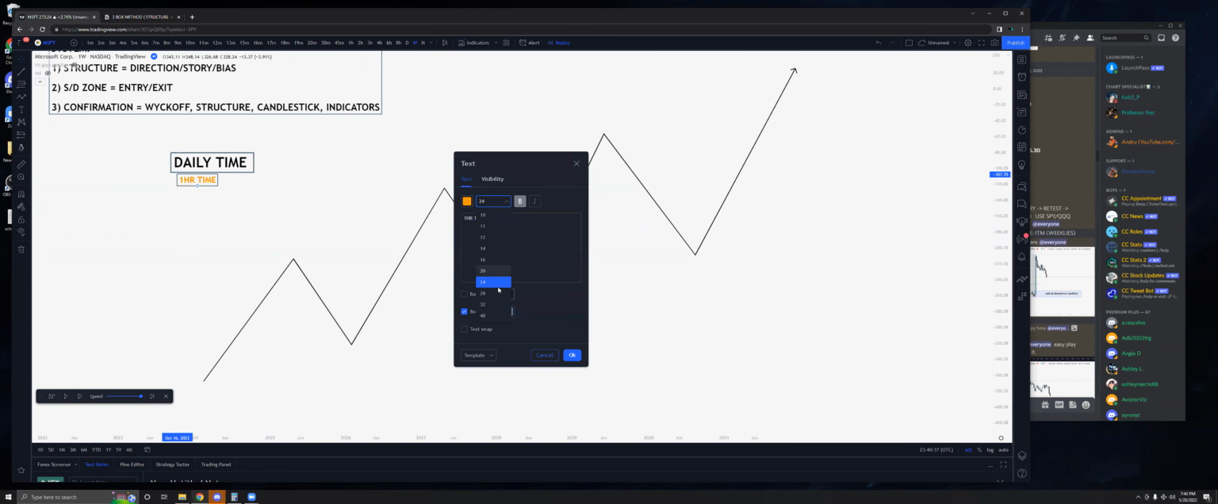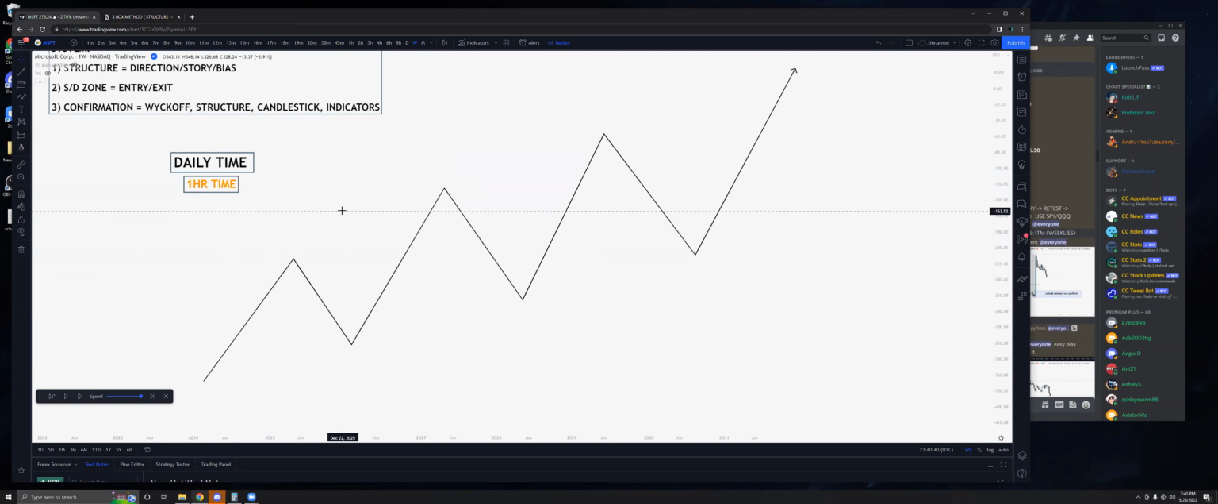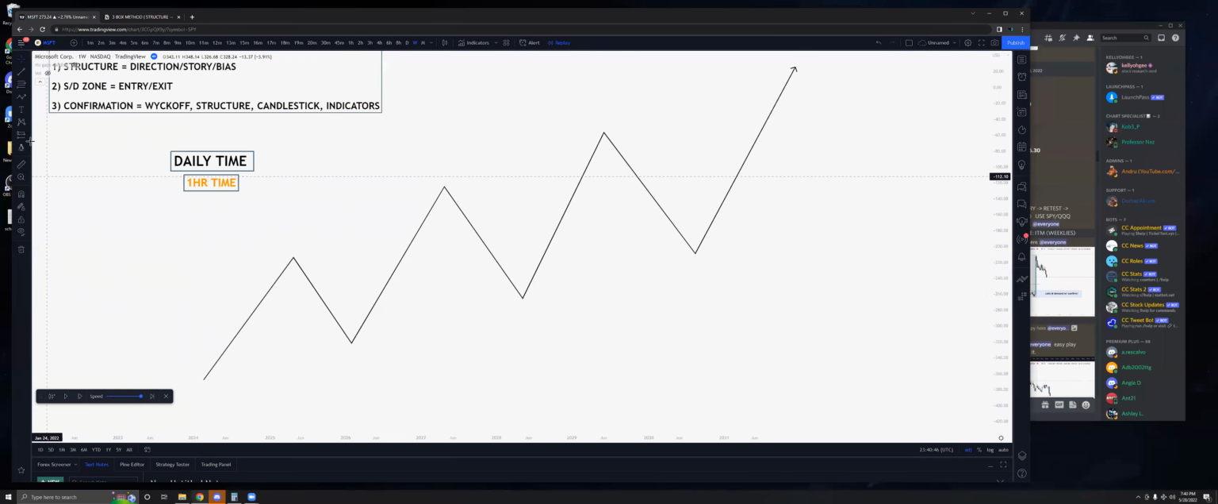So let me just clear some things up when it comes to market structure. We know the daily time frame, let's say you're doing your higher time frame analysis. We see that it's uptrending, but what do we do? We read the story. So now we know what the daily time frame is doing. We know the direction. Now let's jump into a 1 hour chart. On a 1 hour chart, it's going to start looking like this.